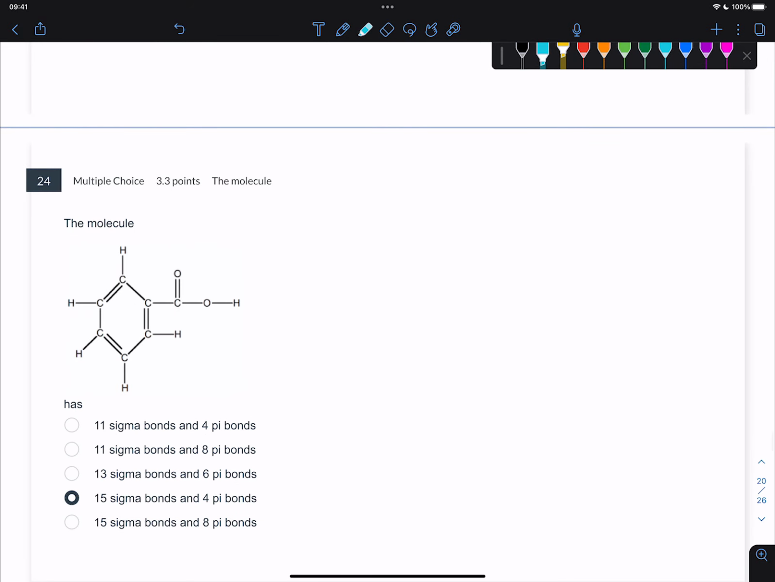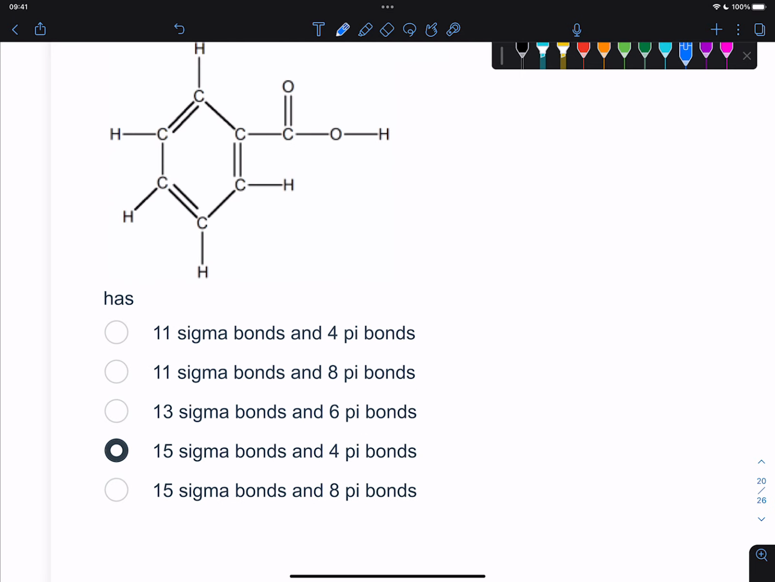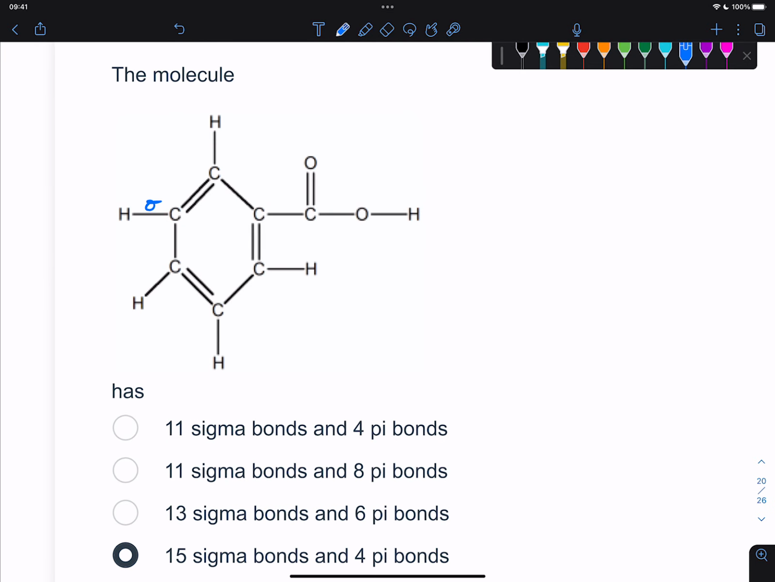Ooh, got a little blurry. Okay. This molecule has how many sigma and pi bonds? Well, we just talked about this. Sigma bonds are going to be every single bond. So let's go through and do all the sigma bonds. So we have a sigma, sigma, sigma, sigma, sigma, sigma, sigma, sigma, sigma, sigma. So we found all the singles.